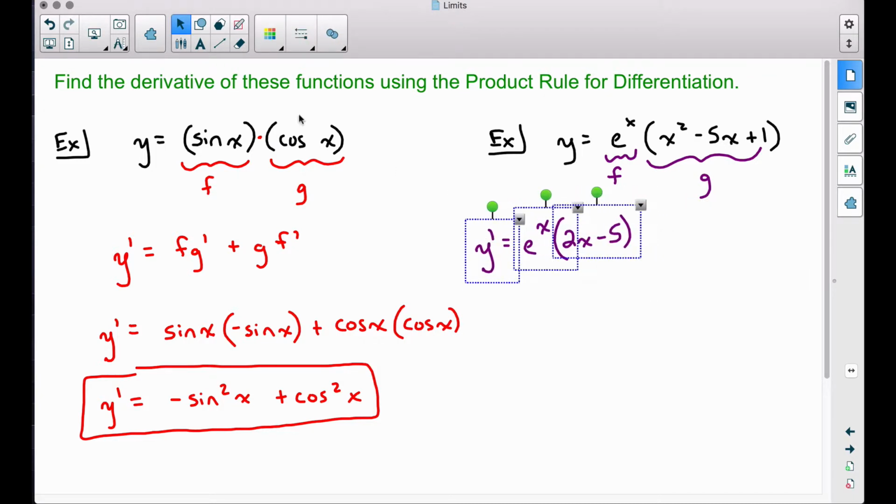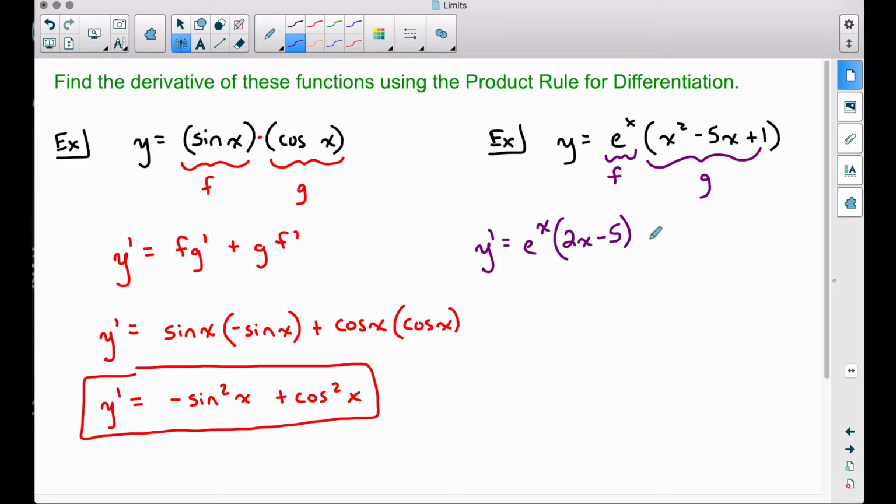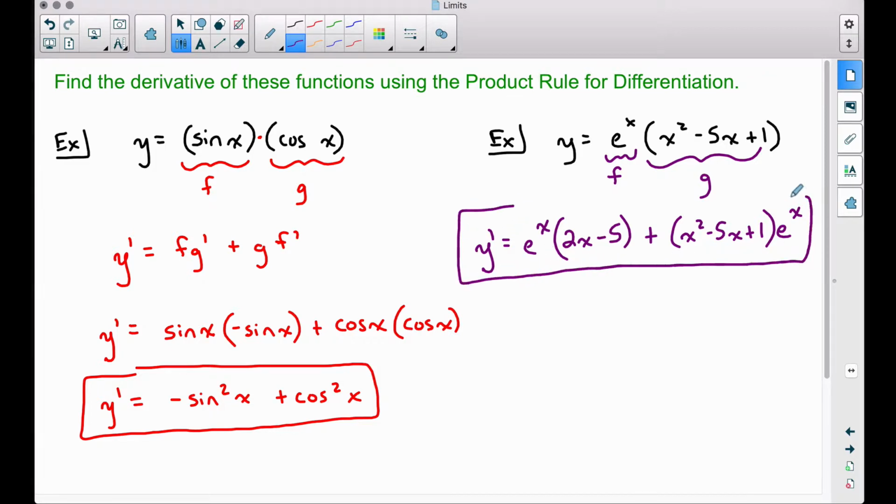And what we have here is f times g prime plus g, so let's take our g function now, x squared minus 5x plus 1, leave it alone, and multiply by f prime. The derivative of e to the x is e to the x. That's an easy one to remember, right? Now from here, we could do other things. I'm actually going to show you a few things we could do with this one. Since we have an e to the x in both of these pieces, I want you to focus on this chunk and this chunk, separated by that plus right there. We have a common factor in those two chunks.